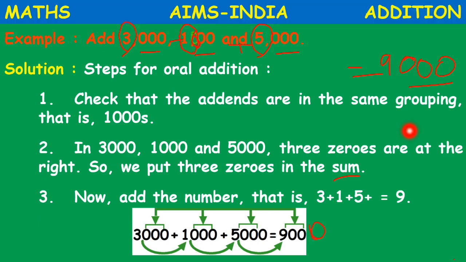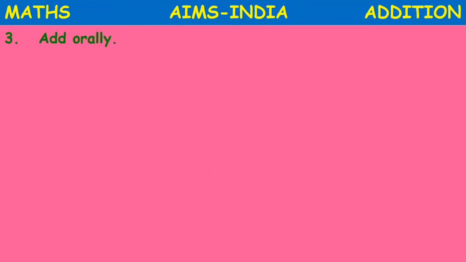Understood, children? Again, how did we do this? Even though these are big numbers like 3000, 1000 and 5000, we added these orally, in a very simple manner. We wrote the 3 zeros and then we added 3 plus 1 plus 5. We wrote 9 in front of the zeros. Is this clear, students? I hope this was clear.